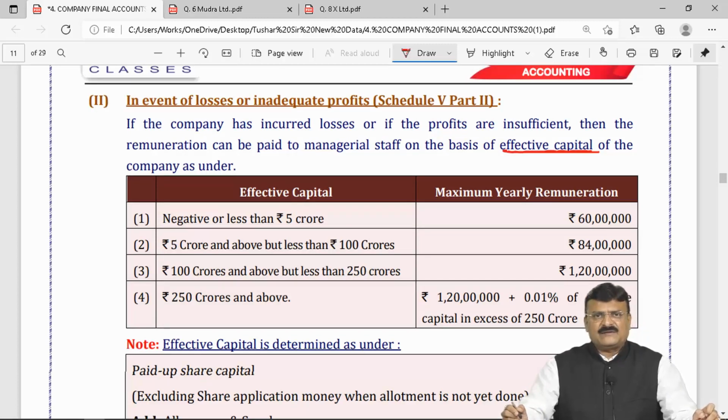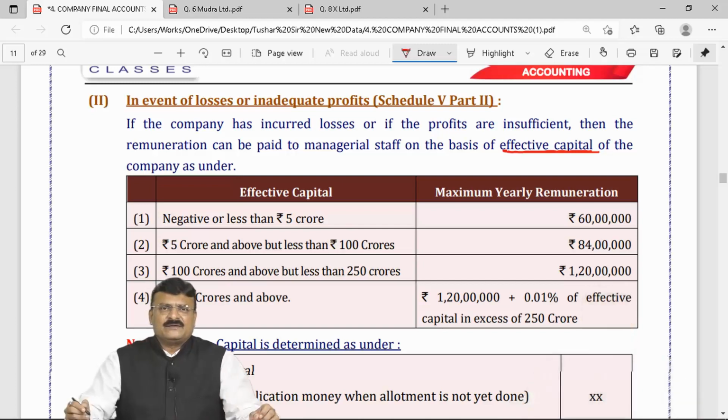If effective capital is negative or less than 5 crore, max you can pay 60 lakhs. Second slab, 5 crore or more but less than 100 crores, 84 lakhs. 100 crores and above but less than 250 crores, 1 crore 20 lakhs. And the last limit, more than 250 crores effective capital, it is 1 crore 20 lakhs plus 0.01% of the effective capital in excess of 250.